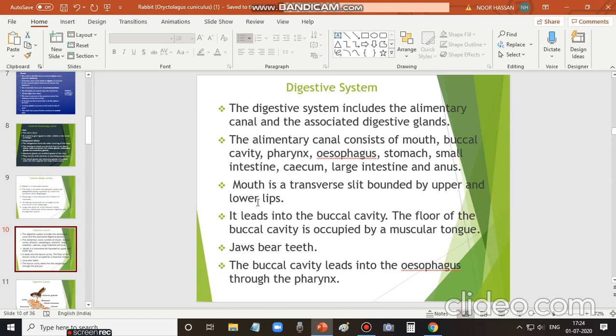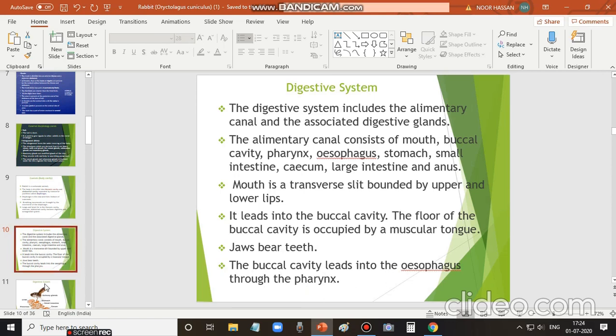First, about the mouth: it's a transverse slit and it is bounded by upper and lower lips. It leads into the buccal cavity. The floor of the buccal cavity is occupied by a muscular tongue, and the jaws are provided with teeth. The buccal cavity leads into the esophagus through the pharynx.